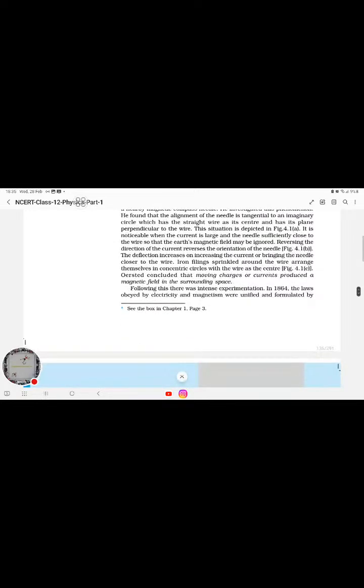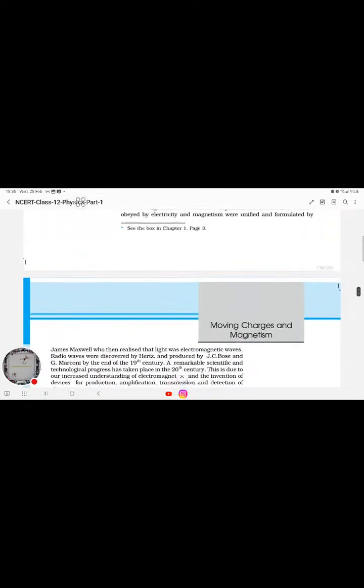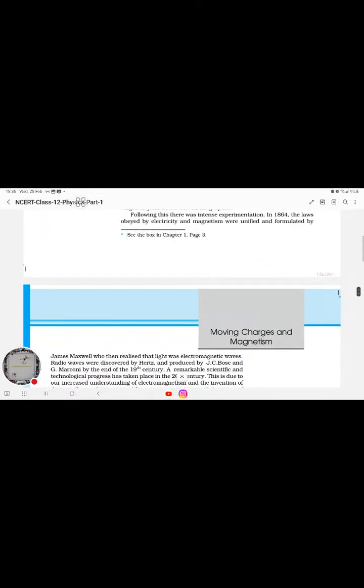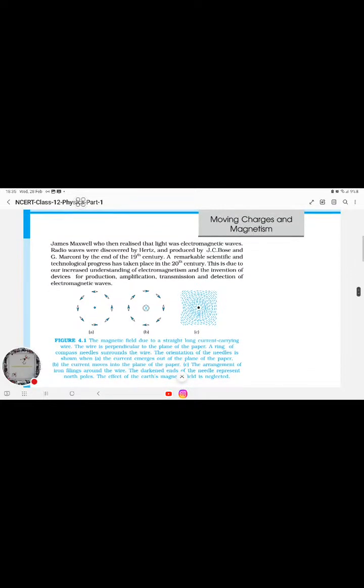So following this, there was an intense experimentation. In 1864, the laws obeyed by electricity and magnetism were unified and formulated by James Maxwell, who then realized that light was electromagnetic waves. After this particular experiment, there was a lot of unification occurring, and the laws obeyed by electricity and magnetism were all unified, and Maxwell, this particular person, realized that light was an electromagnetic wave. So radio waves were discovered by Hertz, produced by J.C.